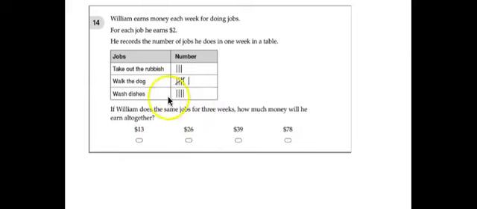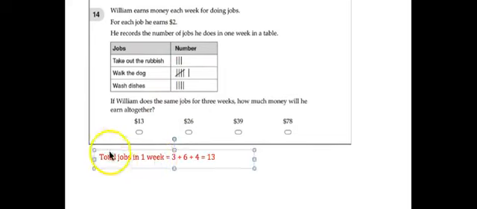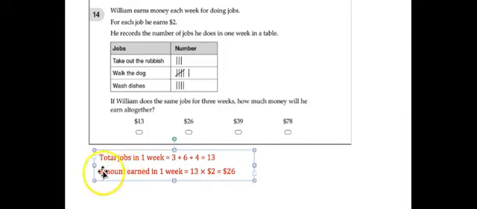Now, let's just have a look at 1 week first. So the total jobs in 1 week is 3 plus 6 plus 4. Now, 6 plus 4 is 10, plus 3 is 13. Now, remember, he earns $2 each job. So the amount earned in 1 week is this 13 times $2, which is $26. However, he does this for 3 weeks.